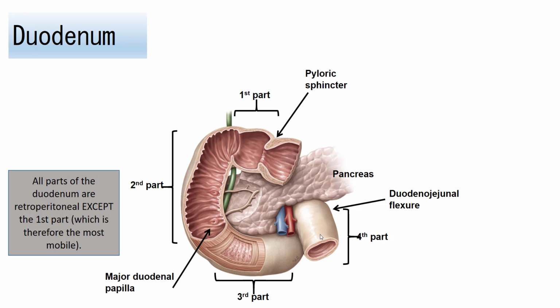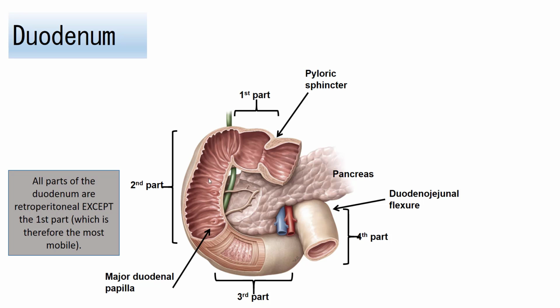The very short fourth part, the ascending part, is related to the root of the mesentery, anteriorly, posteriorly to the left psoas major muscle, and the fourth part also passes superiorly to join the jejunum at the DJ, or duodenojejunal flexure. Try repeating that 3 times quickly. Duodenojejunal.